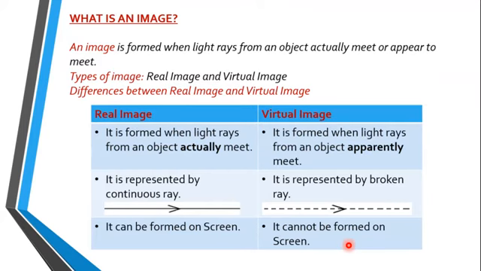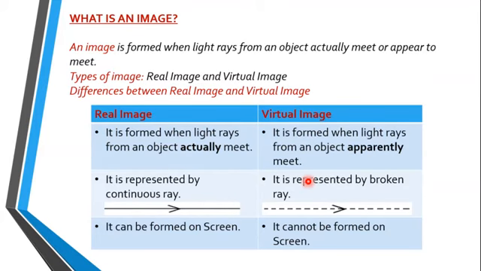Then, virtual image cannot be formed on a screen. So the image of yourself you see in the mirror cannot be printed on paper. It is virtual. It's not real. Alright? So have a look at the difference between real image and virtual image. Let's look at the meaning of image as a summary. So we are saying an image is formed when light rays from an object actually meet, that is real image, or appear to meet, that's virtual image. Alright, I hope you're clear.